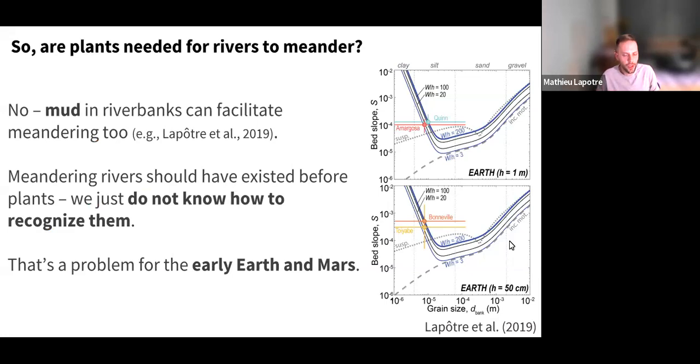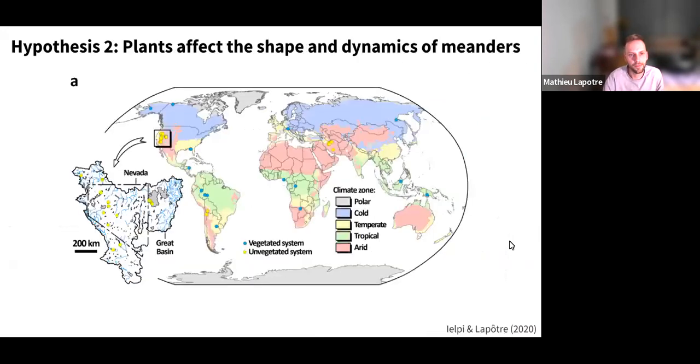Again, I took a bit of a shortcut here, but I hope that at least the drone photos convinced you that the answer is no, and that mud and river banks can provide sufficient strength for flow to stay confined within a single thread channel. And that implies that meandering rivers should have existed before plants. We just really don't know how to recognize them. So, of course, that's a pretty important problem for the way we interpret the fluvial deposits of the early Earth as well as ancient Mars.